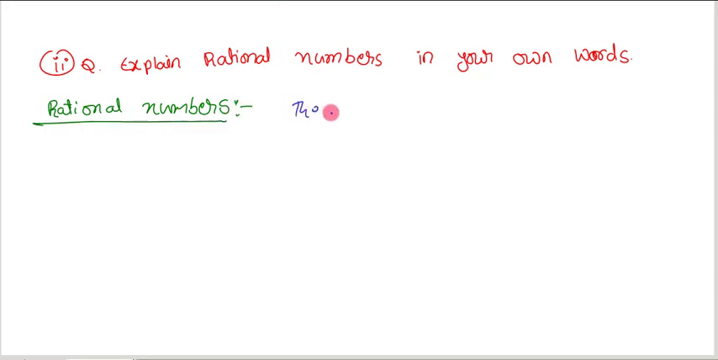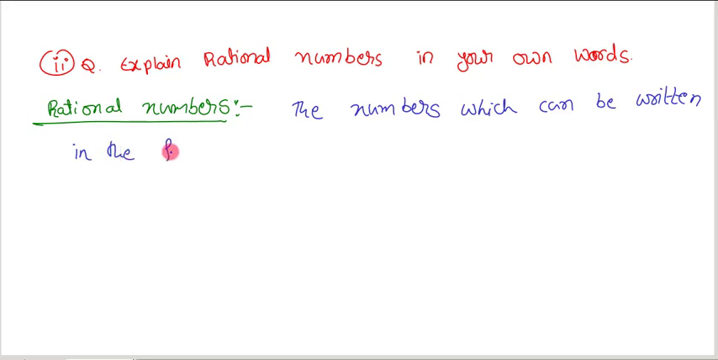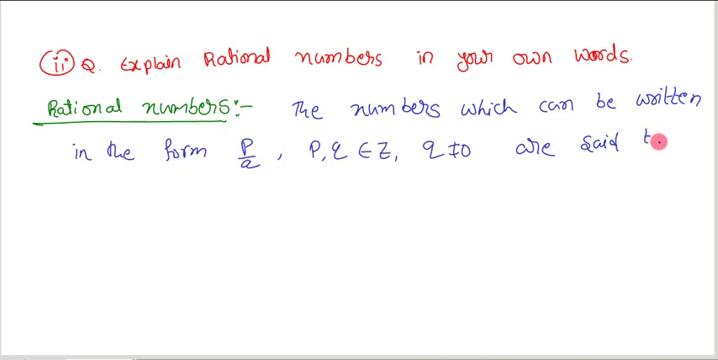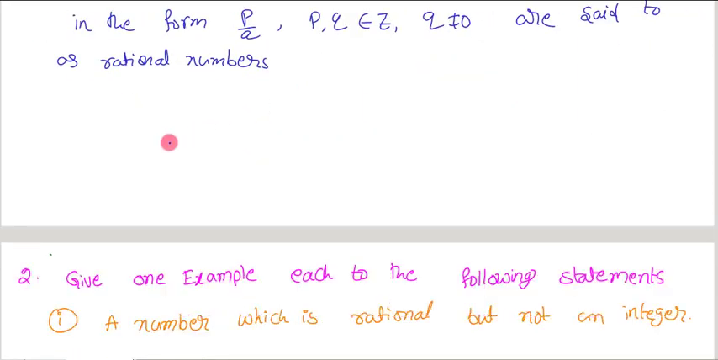The numbers which can be written in the form of p by q, where p and q belong to integers and q is not equal to 0, are said to be rational numbers. So this is how to express rational numbers in our own words. Even if you want to write in your own words other than this, that would be better, as long as it gives the same sense. Okay, so let us go to the next question.